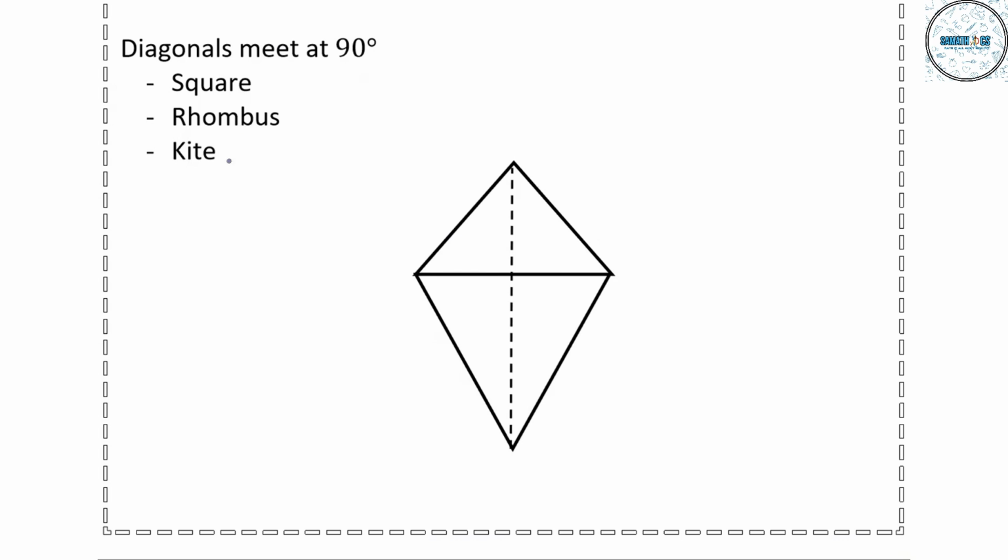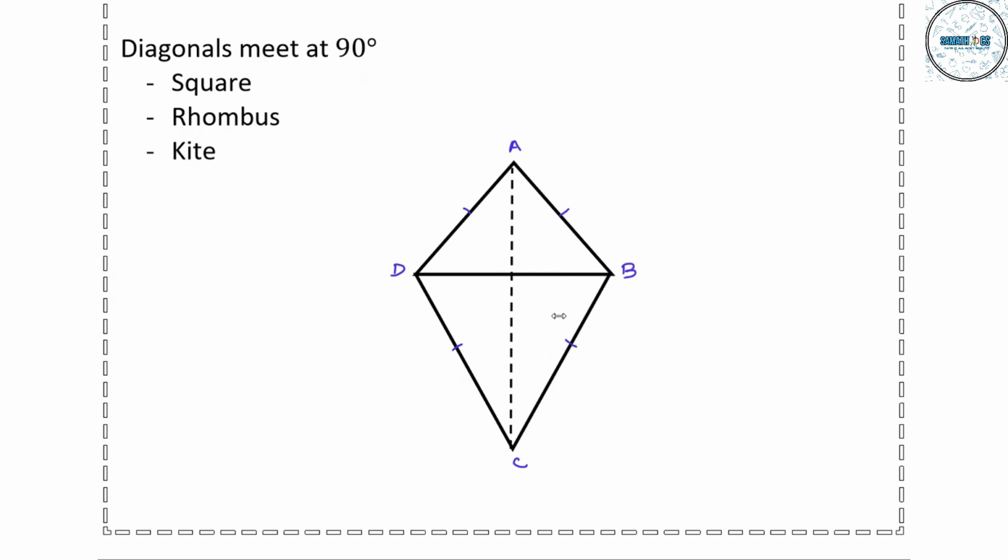These are the shapes whose diagonals meet at 90 degrees: square, rhombus, and kite. You can see this is a kite. If we write here A, B, C, and D, AC is the longer diagonal and BD is the shorter diagonal of this kite. In a kite, these two sides are equal and these two sides are equal.